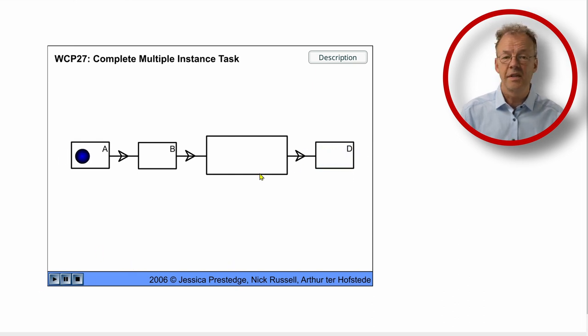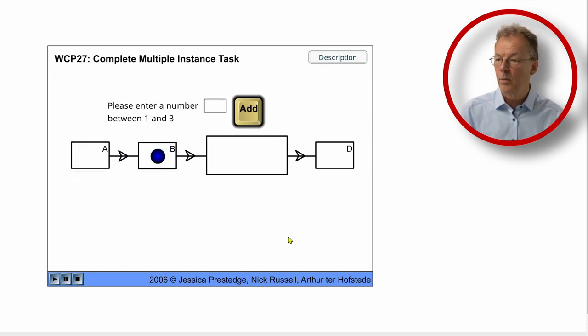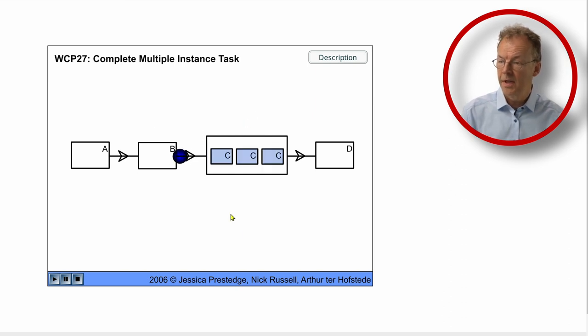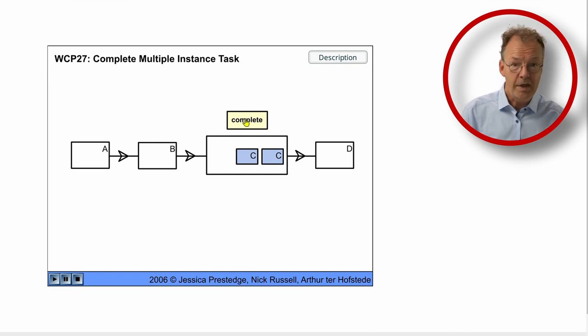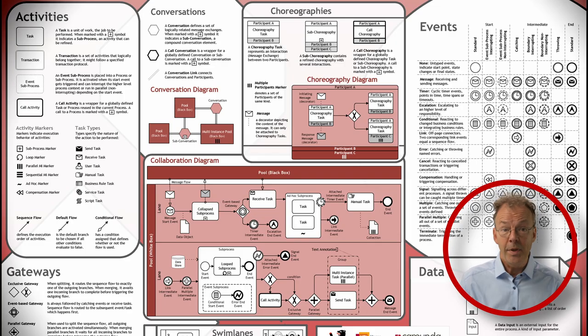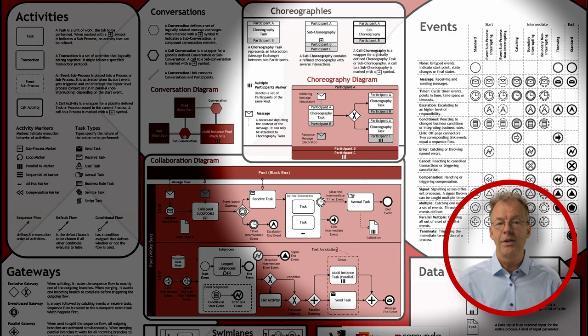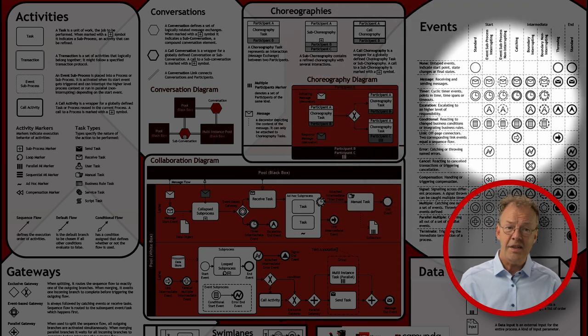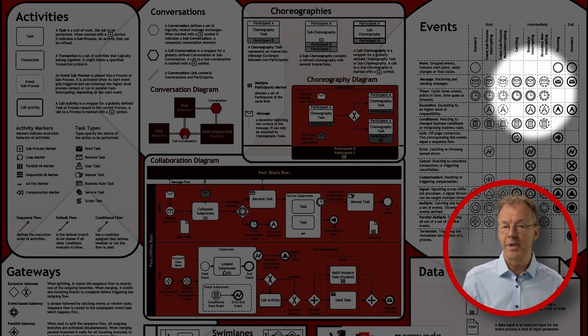Another possibility is that after A and B, we have the multi-instance task, and let's say we have 3 now, and we can complete here, but then we can complete up here from outside of the multiple instance task, and then we continue to D. In BPMN, we can model this with a boundary interrupting event.